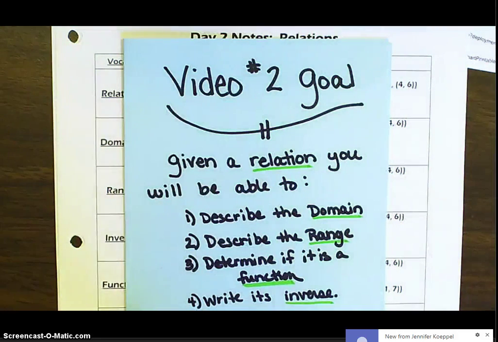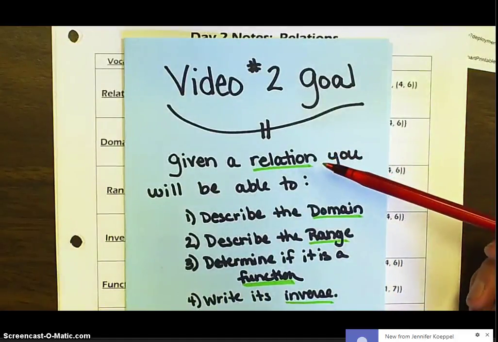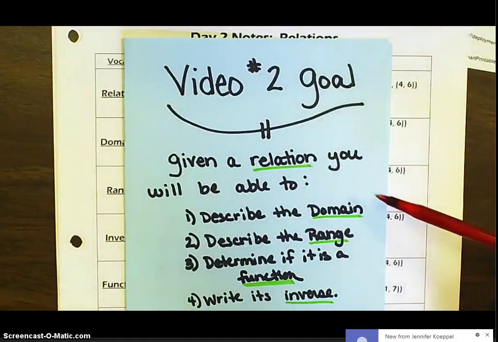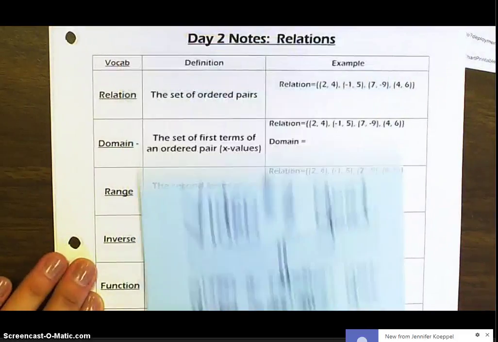Our goal for today: given a relation, you will be able to describe the domain, describe the range, determine if it is a function, and write its inverse. So as you can see, today is going to be a very big day for vocabulary. We're going to start by taking a look at these key words: relation, domain, range, function, and inverse.